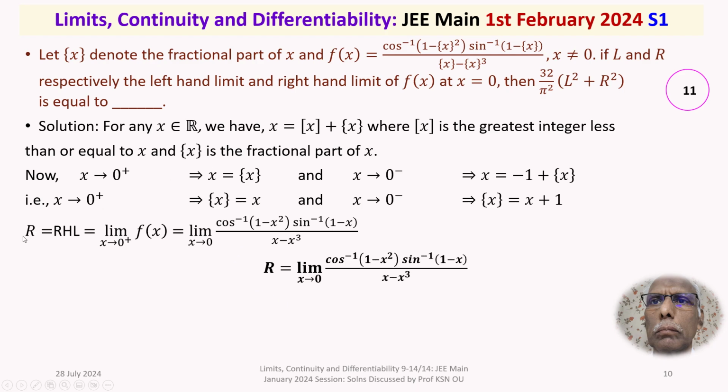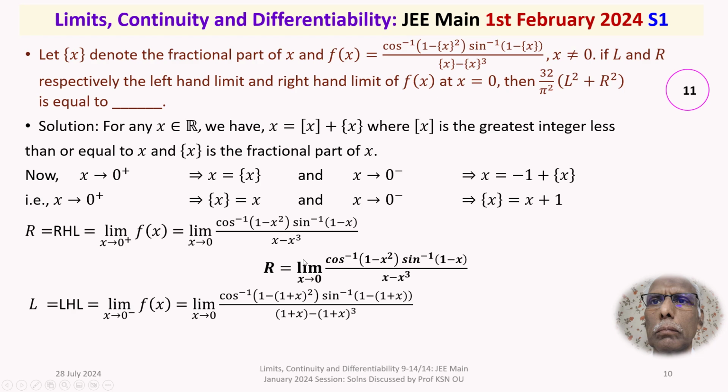Right. Now, when you go for capital L, that is the left hand limit, that is limit x tends to 0 minus of f(x), wherever there is {x}, you write down x plus 1. So, limit x tends to 0 minus of f(x) is equal to, wherever there is {x}, you write 1 plus x. Right. So therefore, capital L is this one. Now we take this capital R and L, we will evaluate them in the next slide.